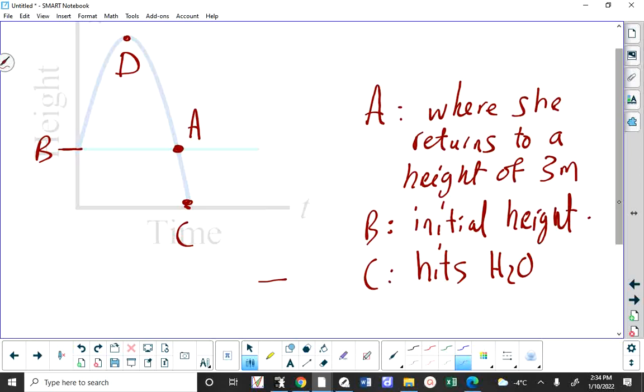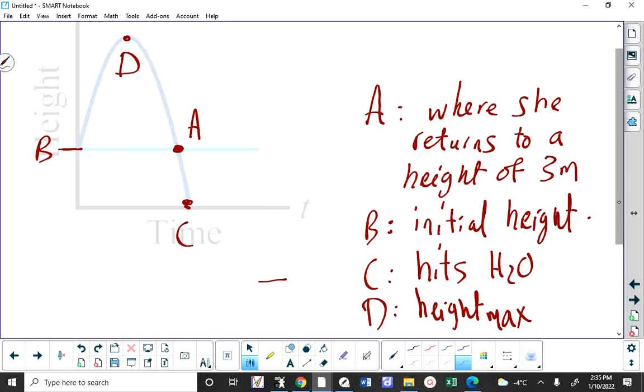There's nothing important about these orders. Point D is simply the maximum height. If you knew that point, you would know when she reaches the maximum height and what her maximum height is, which we already learned about and talked about extensively in other units.